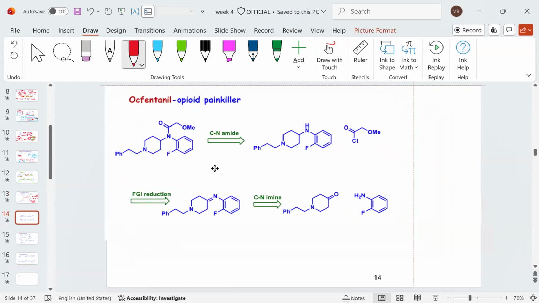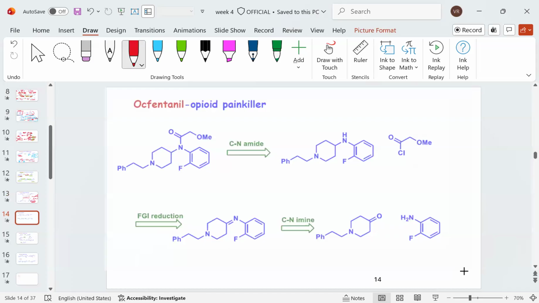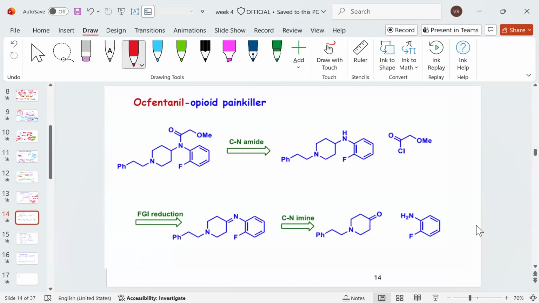Okay, now we'll take the next retrosynthesis. This is basically a retrosynthesis for one of the opioid painkillers, and the structure is like this. So you can have a look at the structure. Now, if you want to do the disconnection, the first disconnection here is at this bond. So basically, this can be the N negative, sorry, NH, and this can be from this amine.